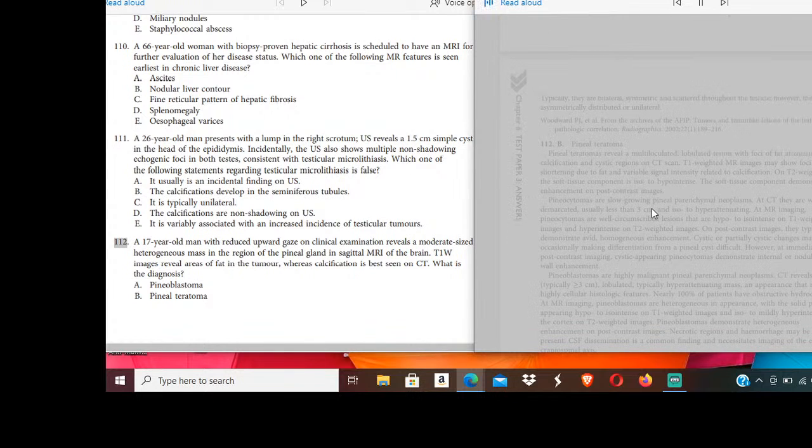Typically, they are bilateral, symmetric and scattered throughout the testicle; however, they can be asymmetrically distributed or unilateral.